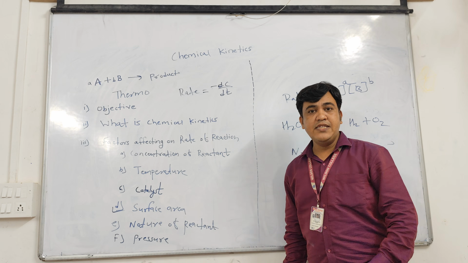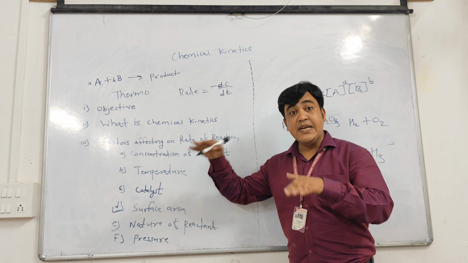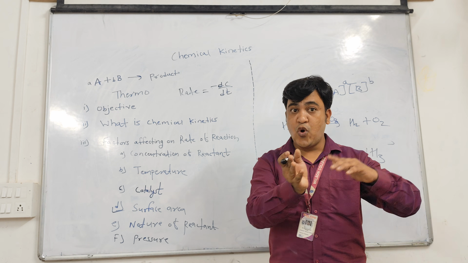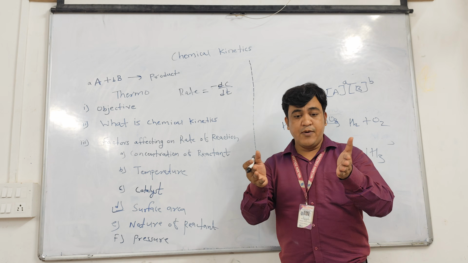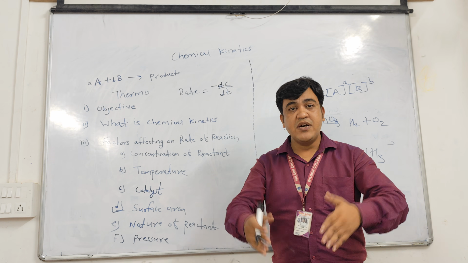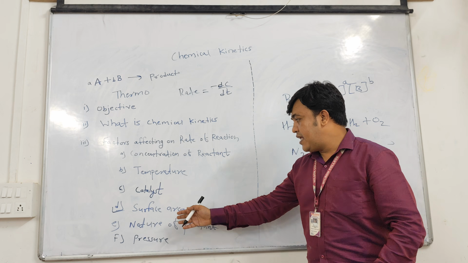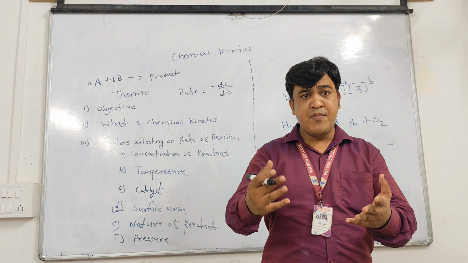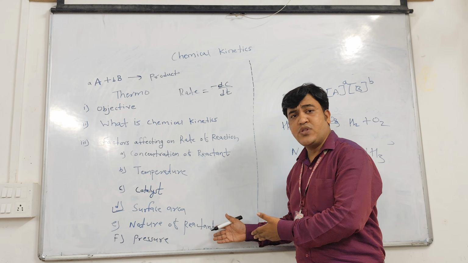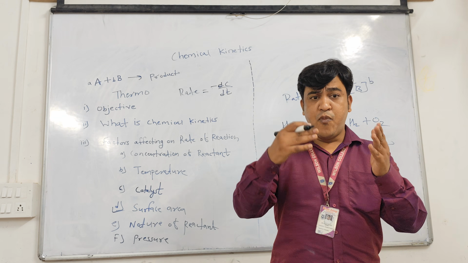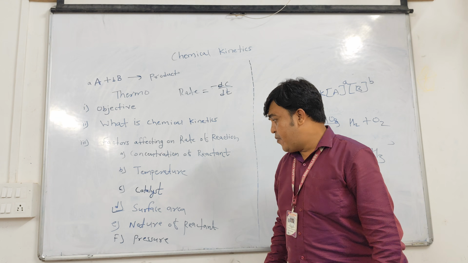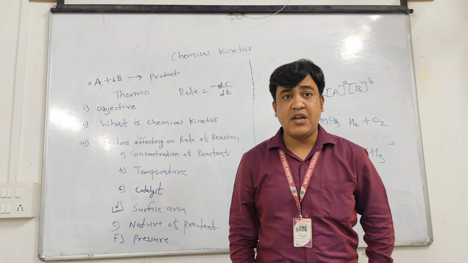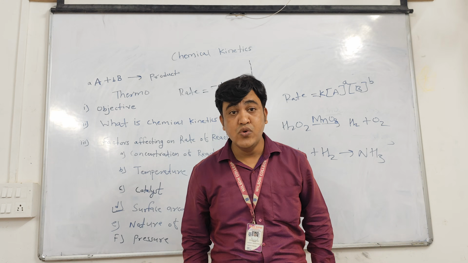Then catalyst. A catalyst again plays a vital role. A catalyst decreases the activation energy, thereby increasing the rate of reaction without changing the product. Surface area: when the particle size is smaller, the surface area is bigger, so it provides more active sites, and as a result the rate of reaction increases. And the nature of the reactants: ionic compounds show faster reactions compared to covalent compounds, because in covalent compounds bond breaking and bond formation take time, but in ionic reactions the ions are easily available. And then pressure. Pressure is nothing but like concentration. In the case of gaseous molecules, we use pressure.